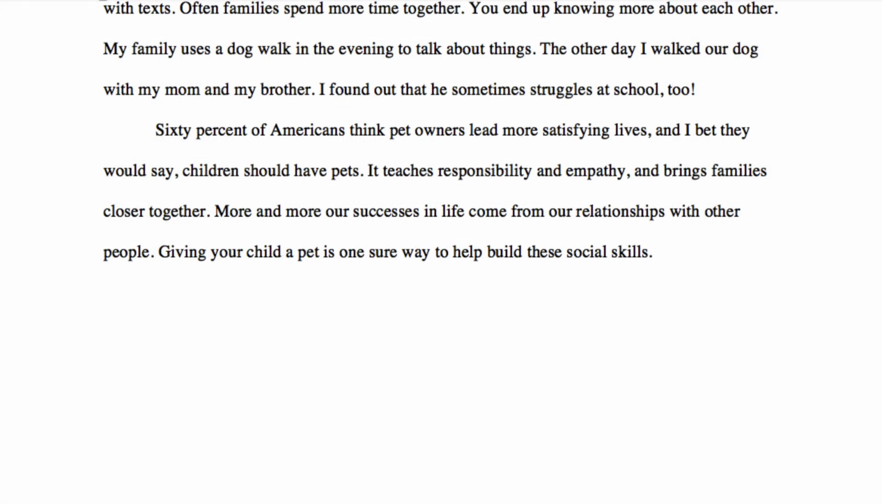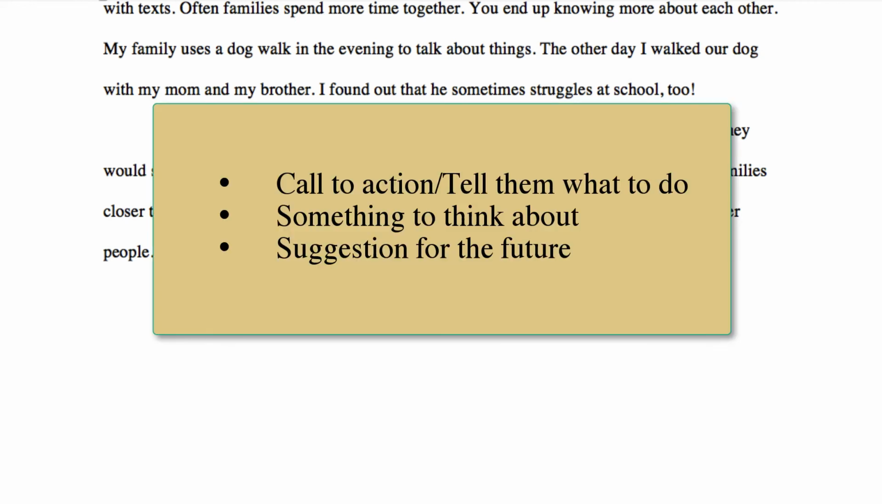The last sentence is a special sentence because it's the last thing you say to your reader. It should push the reader to agree with you. Make an emphatic statement closing the door on your argument. Here are some common techniques for an emphatic statement.